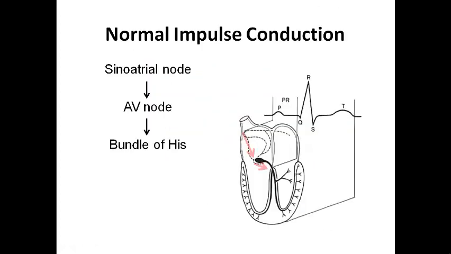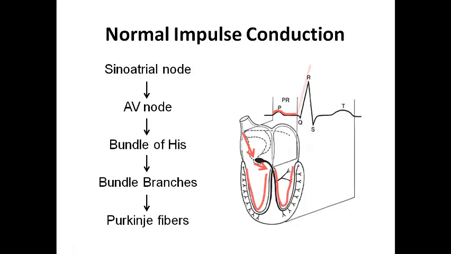So the sinoatrial node gives rise to the AV node and bundle of His, resulting in atrial depolarization, and then the bundle branches and the fascicles from the left bundle, from which arise the Purkinje fibers, resulting in ventricular depolarization. And this of course is reflected on the ECG as the P wave and the QRS complex respectively.